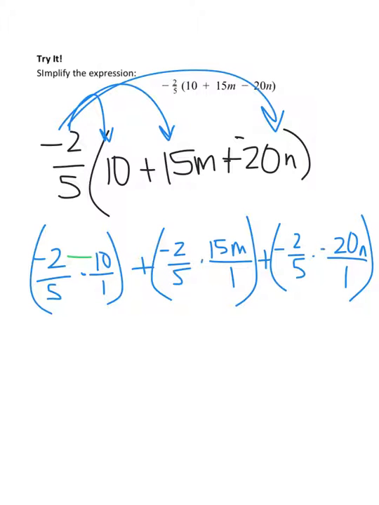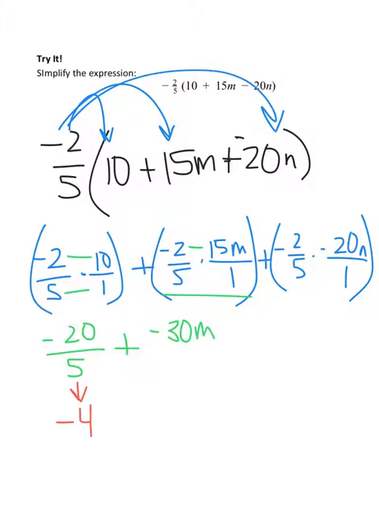So -2 times 10 is -20. 5 times 1 is 5, so we get -20 over 5. -20 divided by 5 becomes -4. Next set, -2 times 15m would become -30m over, then 5 times 1 is 5. -30m, or -30 divided by 5, is going to be -6, and then the m comes along for the ride.